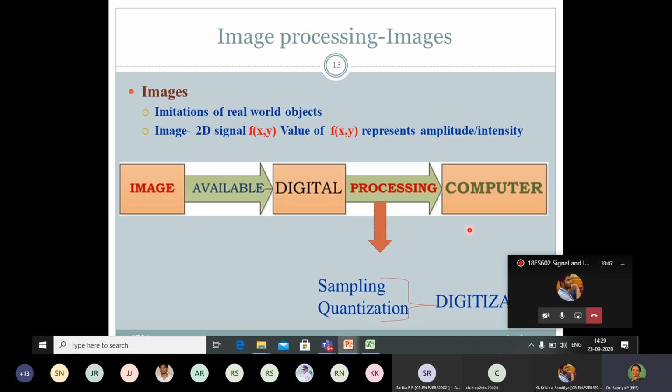And if we go in, we could see that an image, which is a 2D signal, is given by f of xy, and as I mentioned in my previous slide, the value of f of xy represents the amplitude or the intensity of the image. That means, suppose it's a black color, it may give me some intensity. If it is white color, it may give me some other intensity. You know that both the values are not going to be the same. This is what is meant by the amplitude and intensity of an image.